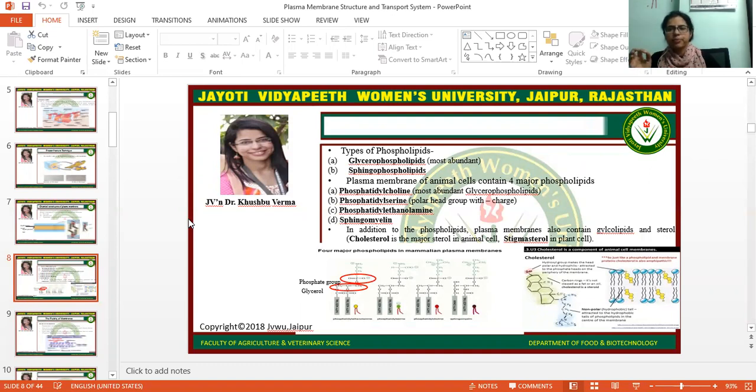Phosphatidylserine has a total negative charge, but the remaining three phospholipids, phosphatidylcholine, phosphatidylethanolamine, and sphingomyelin, do not have any kind of charge. Only phosphatidylserine will have a negative charge on it. In addition to the phospholipids, the plasma membrane also contains glycolipids and sterols. As I have already told you in my previous slide, in an animal cell cholesterol is present and it is the major sterol, but in a plant cell, stigmasterol will be present.